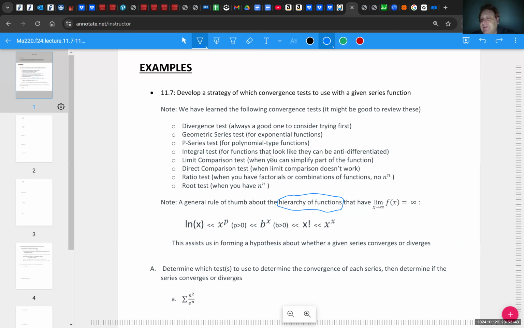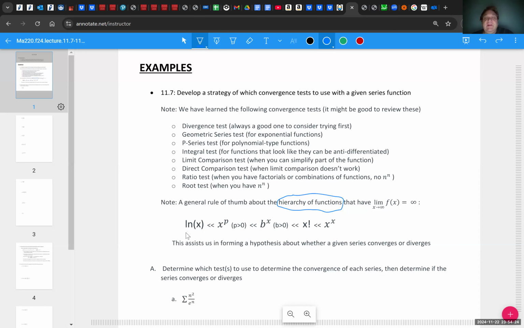Integral test is for functions that look like you could anti-differentiate them. Limit comparison test is when you can simplify part of the function, like you can throw part of it away or simplify it dramatically, then the limit comparison test works. The direct comparison test is like the limit comparison test, but you use it when the limit comparison test doesn't work. I'll show you an example of why it might not work. The ratio test is a great one when you have factorials or combinations of functions, but you don't have n to the n, that x to the x variable to the variable type formula. And the root test is when you do have that, n to the n type formula.